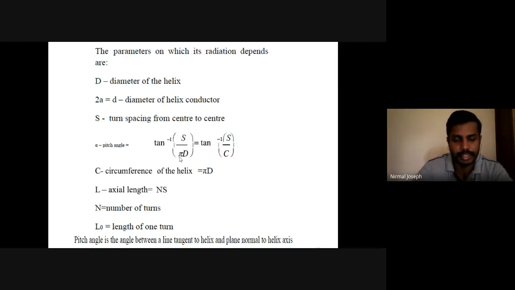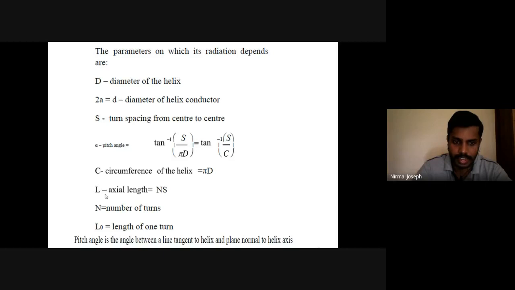So pi d can also be represented as c, or circumference, okay? It is just d is the diameter and pi into d will give the circumference, that's it. So alpha, the pitch angle, is defined as tan inverse s by pi d, or tan inverse s by c, where c is the circumference of the helix.